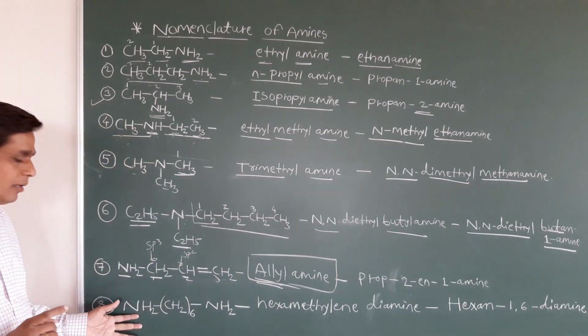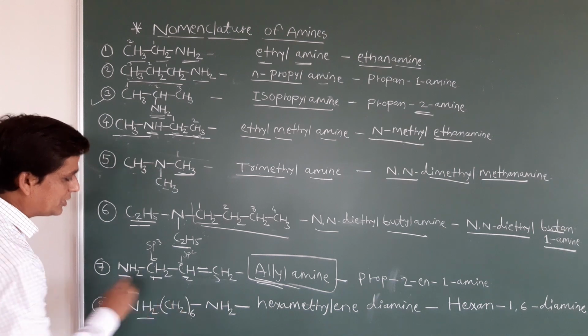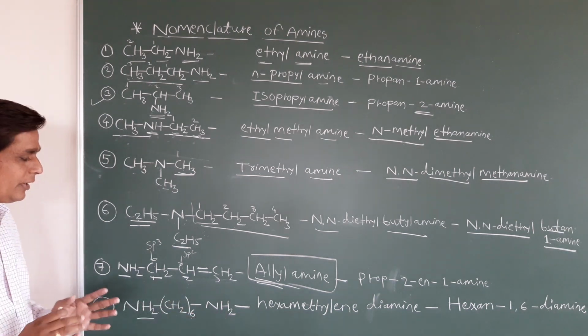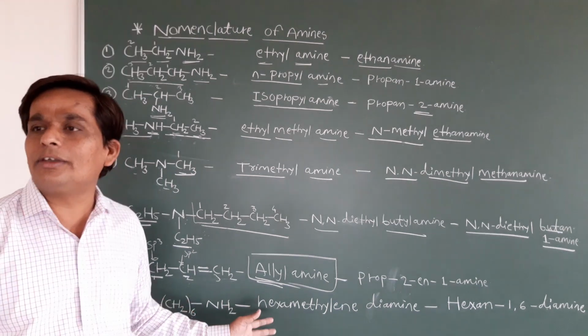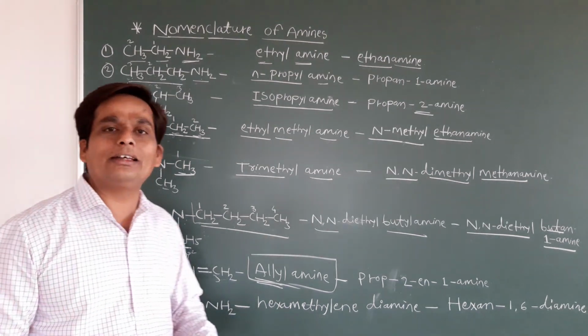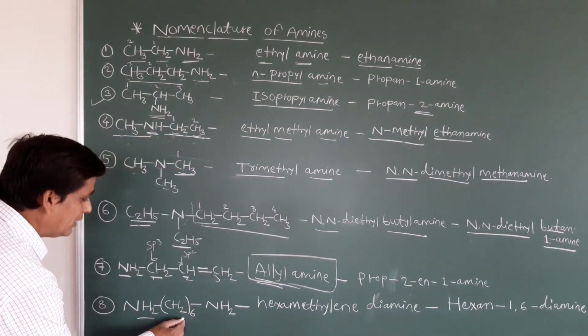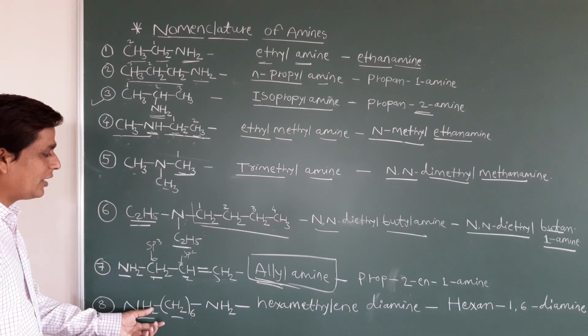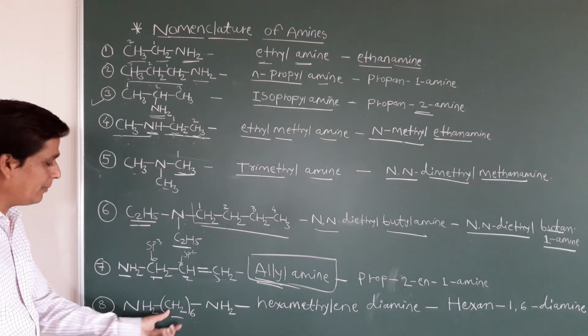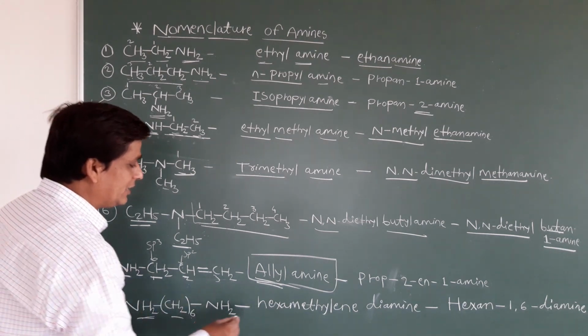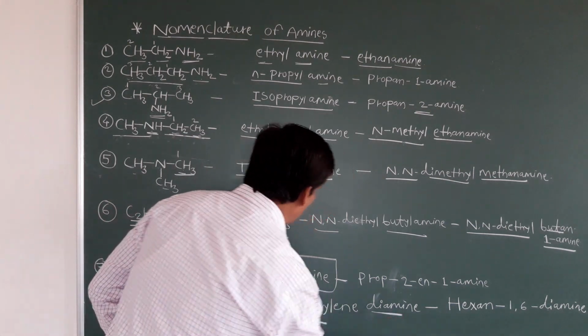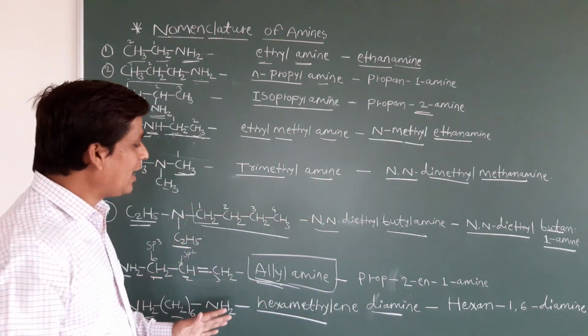See one more example: NH2 (CH2)6 NH2. Okay, so this is a very famous example. Many times you can utilize this one. It is used to prepare nylon 6,6. So here, how many times is CH2? 6 times. So you can see this is hexa, 6 times. Then NH2 is 2 times. You can see this is hexamethylene diamine. NH2 is 2 times, so this is a diamine.